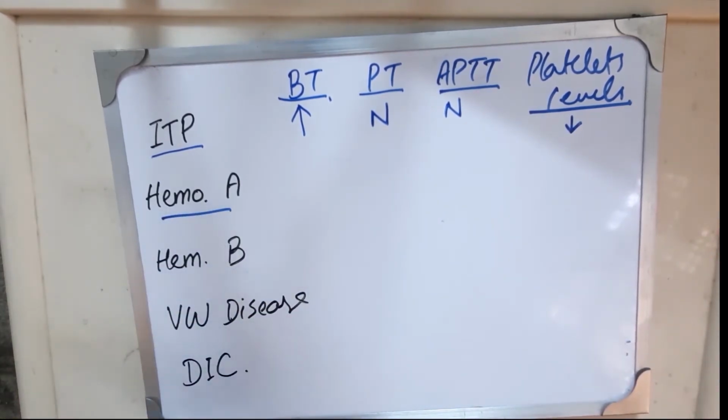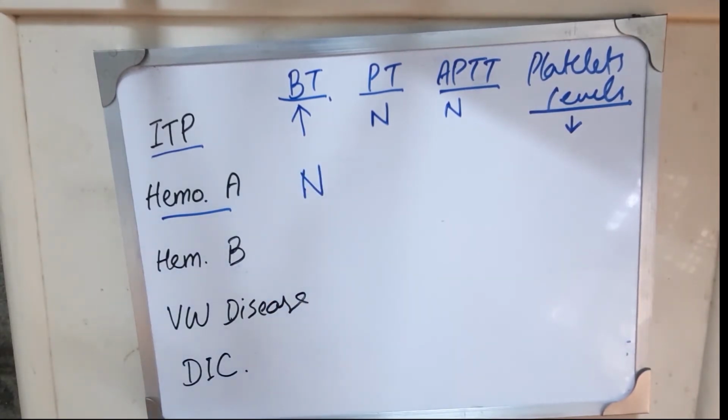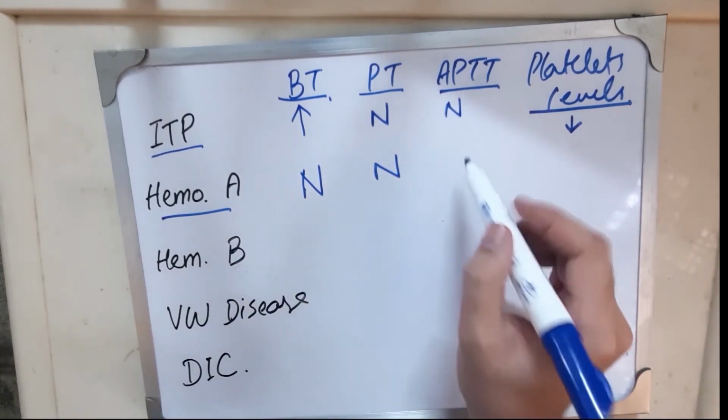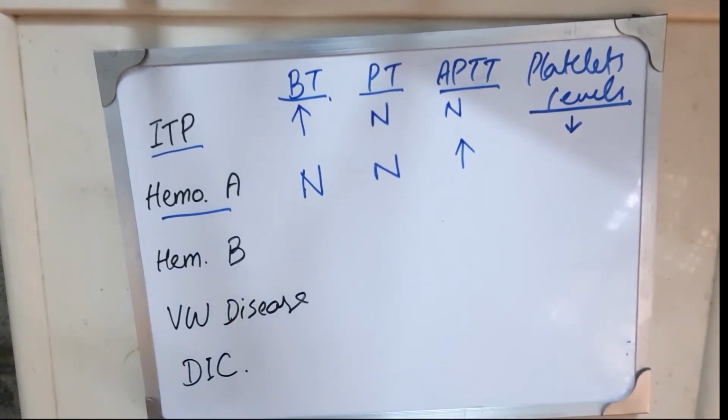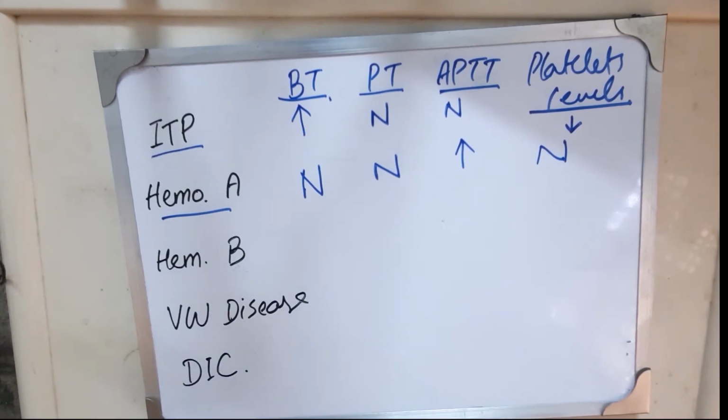Hemophilia A. Hemophilia A is characterized by deficiency of factor 8. Platelet function is normal, so BT is normal. Prothrombin time checks factor 7 and the common pathway. Factor 7 is in the extrinsic pathway, so it will be normal too. APTT checks the intrinsic pathway. Factor 8 is a part of the intrinsic pathway, so it will be prolonged. Platelet levels are normal because it is a defect of clotting factors.